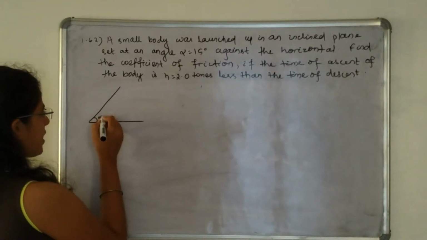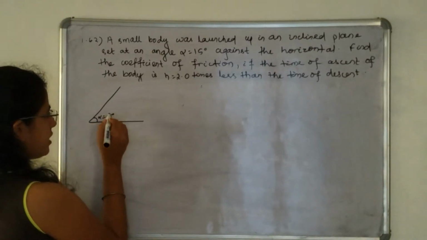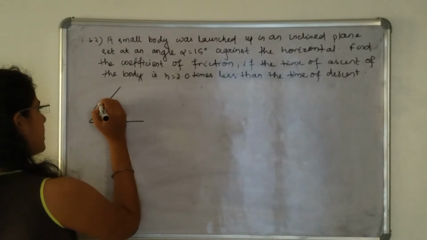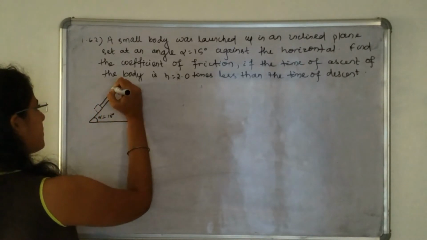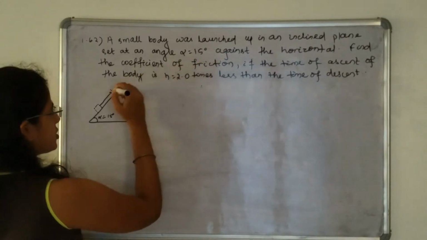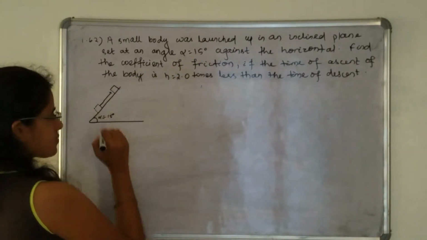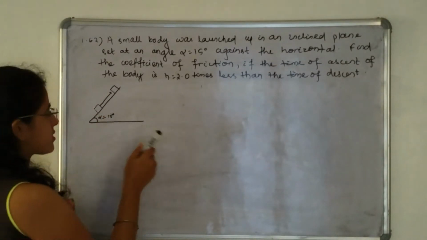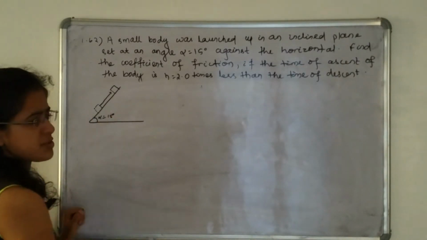The inclined plane makes an angle alpha equal to 15 degrees with the horizontal. Let us say this is the body, and after being launched up, it will reach this position. Let t be the time of ascent, the time required by this body to reach this position.